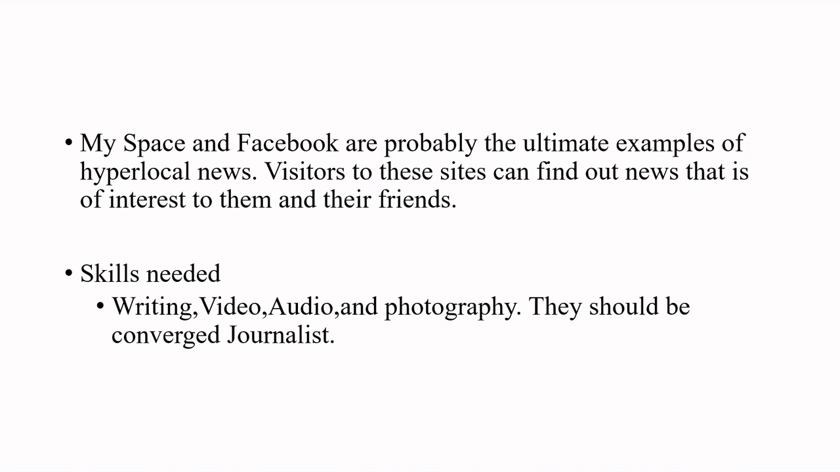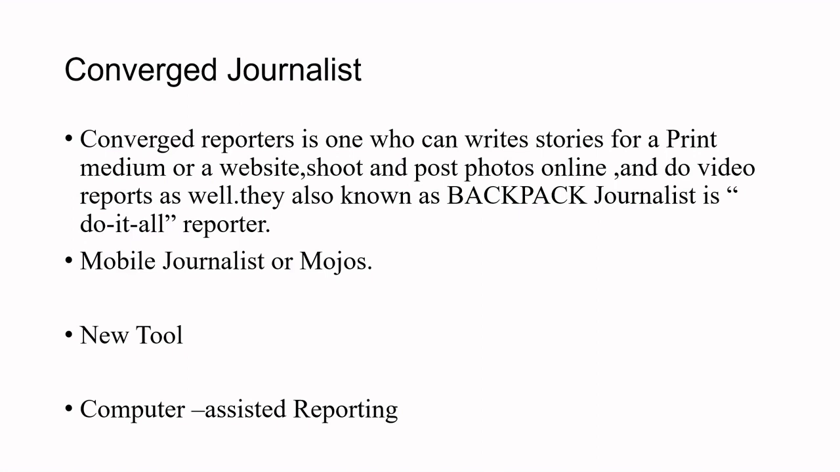And as I mentioned, the convergent journalist should have the skills of writing, capturing audio and video, and should know how to take good emotive pictures. So as a convergent journalist, they should have all these skills. This convergent journalist is also known as a backpack journalist in recent times, because they have to do it all. Not only a reporter, they have to be a cameraman, and they have to be the sub editors. So everything they must know. And nowadays they are also denoted as mobile journalists or mojos.